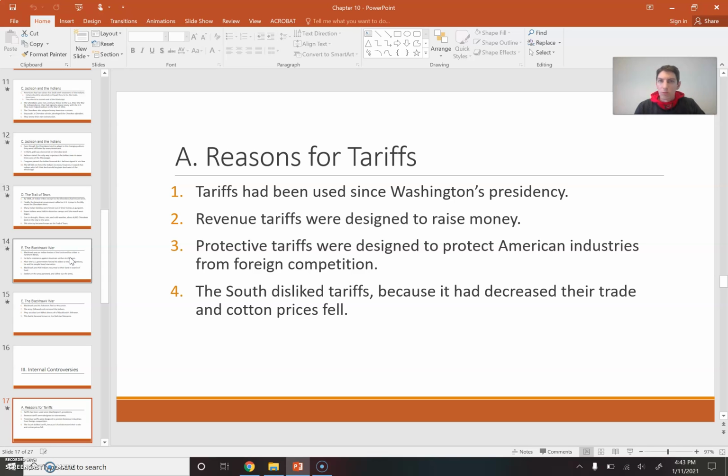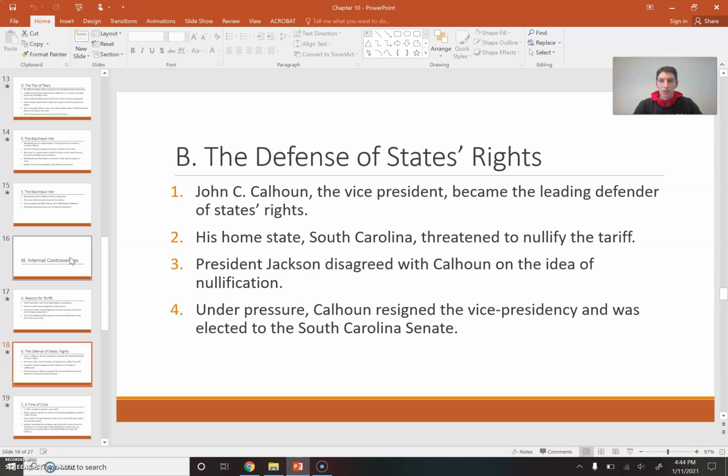Now, we've already talked about the region of the United States that disliked tariffs, and that would be the South. The reason why the South disliked tariffs is because it decreased their trade and cotton prices fell. But another reason is that Southerners were having to pay higher prices due to these tariffs for goods that they wanted, in order to protect businesses that were in the North. Again, we see division here. We don't see much unity with the different regions in the United States. Southerners hate the tariff because they don't want to have to pay more money to protect Northern industries.